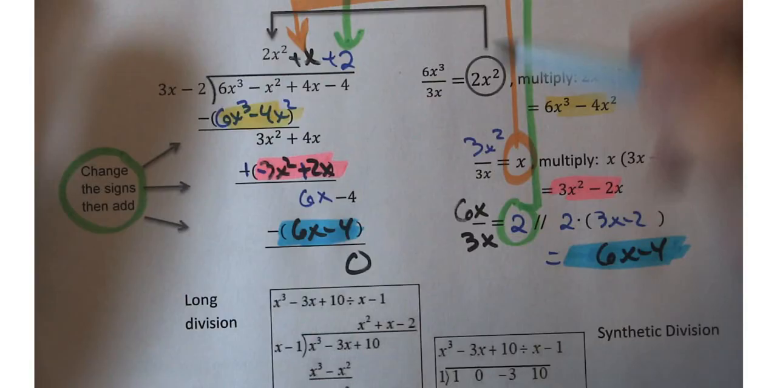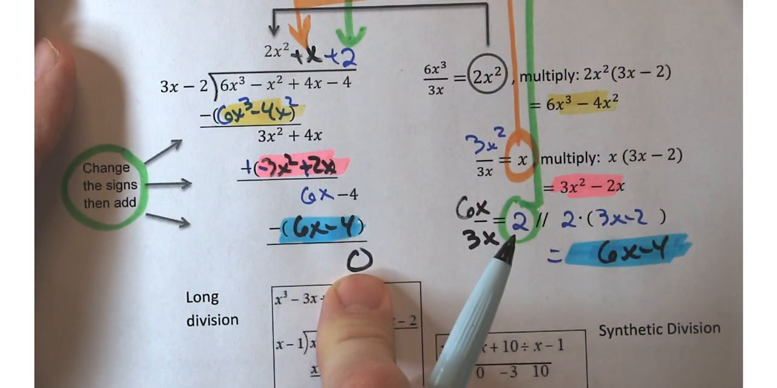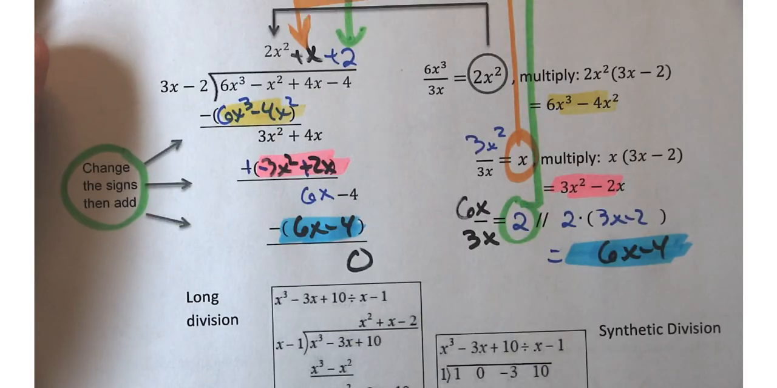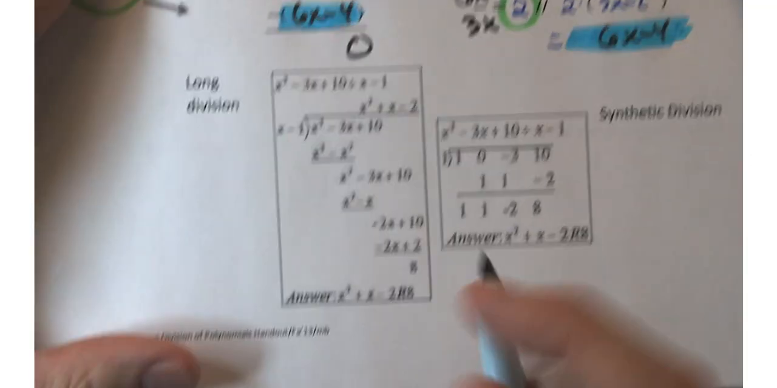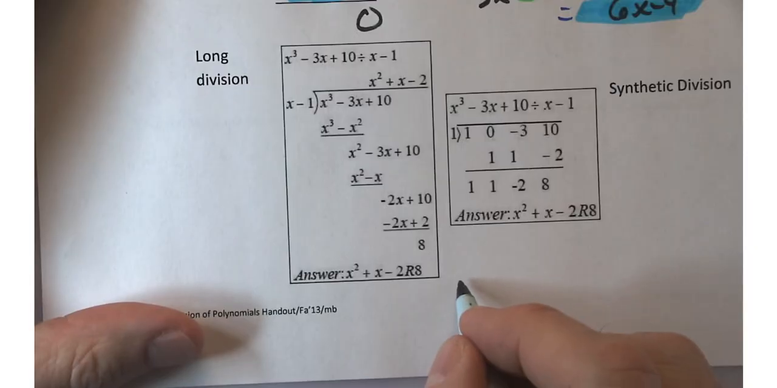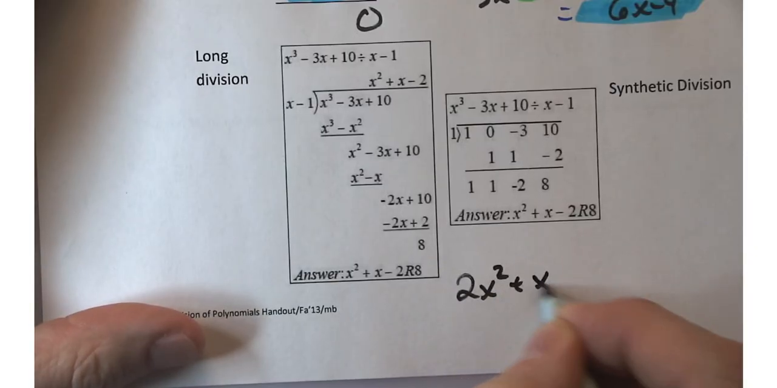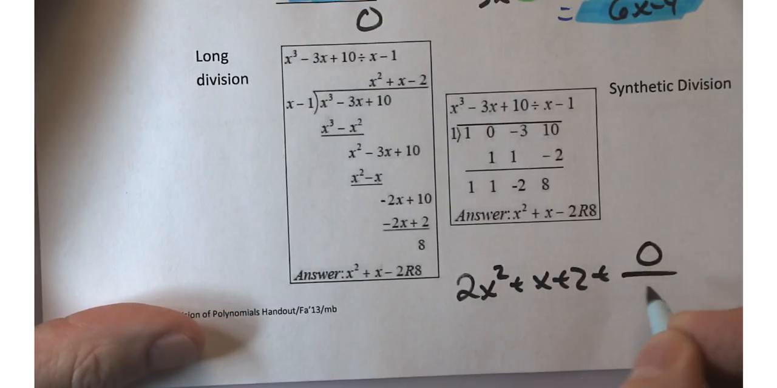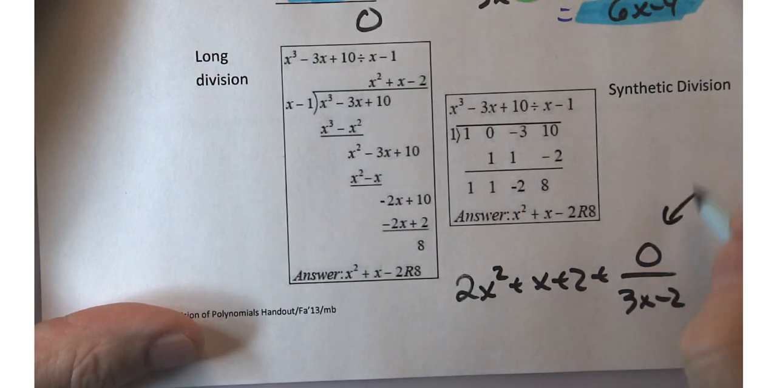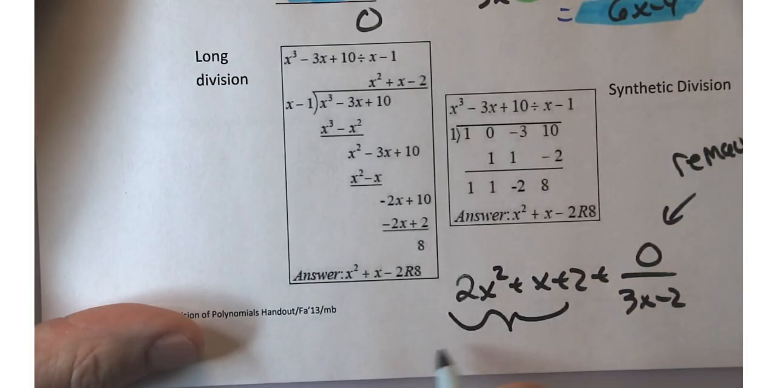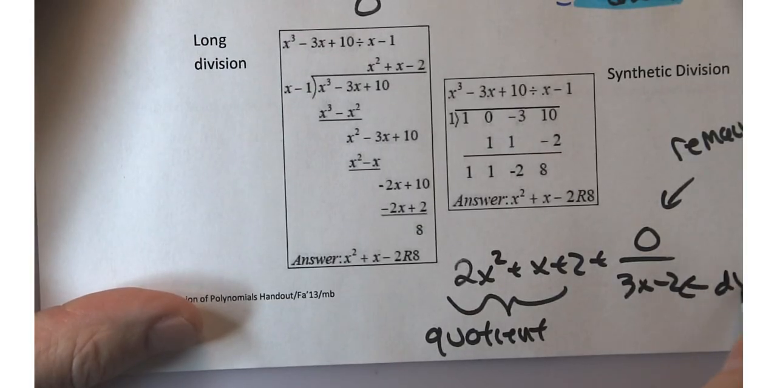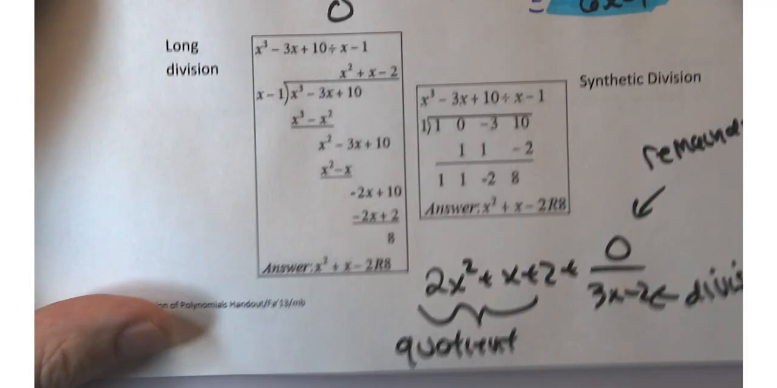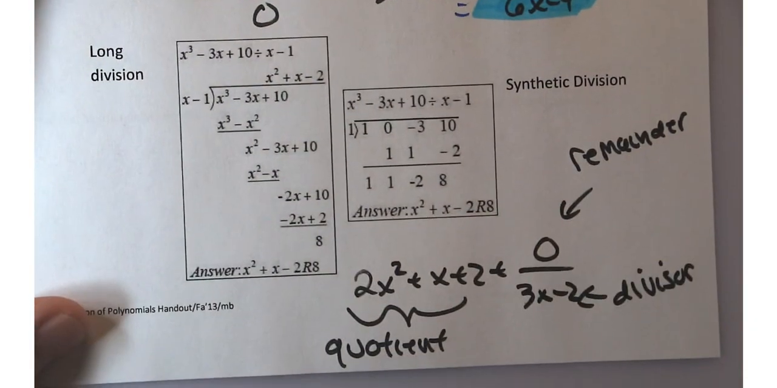Now, as far as an answer is concerned, you don't have to put 0 in terms of a remainder. You don't have to really mess with that. But if I wanted to be formal here, my answer would look like this: 2x squared plus x plus 2 plus 0 over 3x minus 2. So there's your remainder. And this is your quotient. And that's your divisor. So 3 different little parts in that if you needed that.